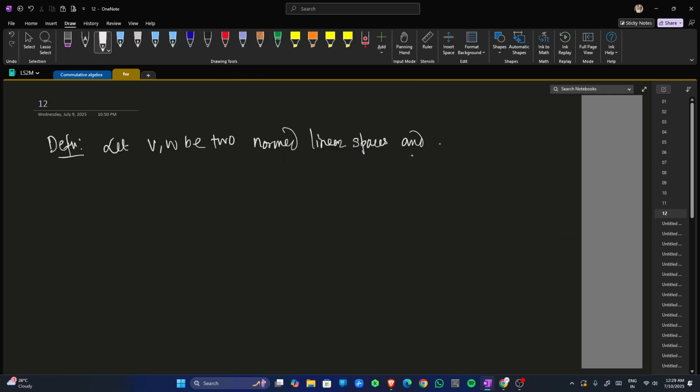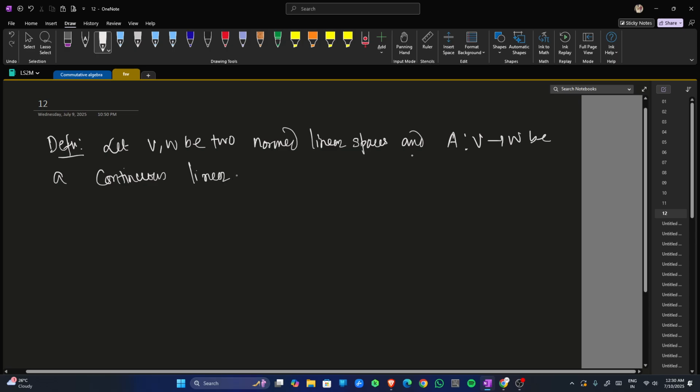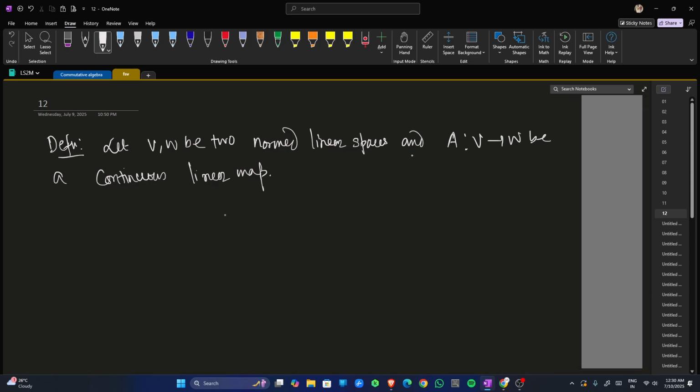Let V, W be normed linear spaces and A: V to W be a continuous linear map. The norm of A is defined to be the supremum.